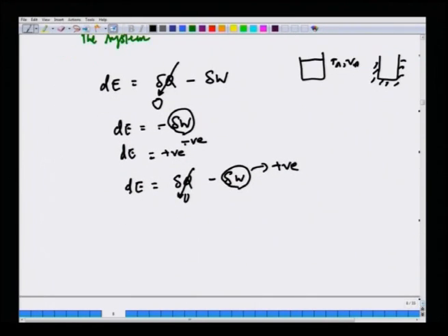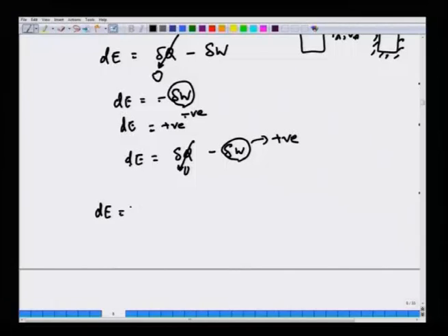There can be other sign conventions, so you must be careful about them. The other common sign convention is that heat transfer to the system is positive, as we said here, but also work done on the system is positive, in which case the first law will read as dE is del Q plus del W.